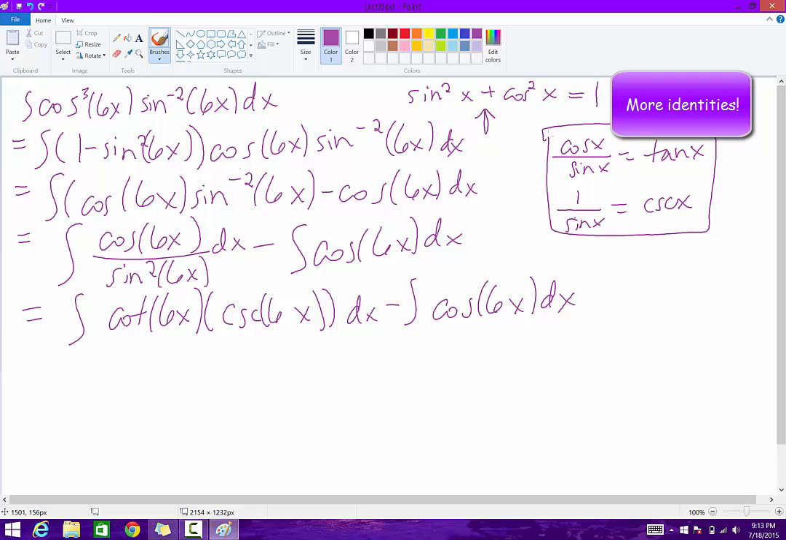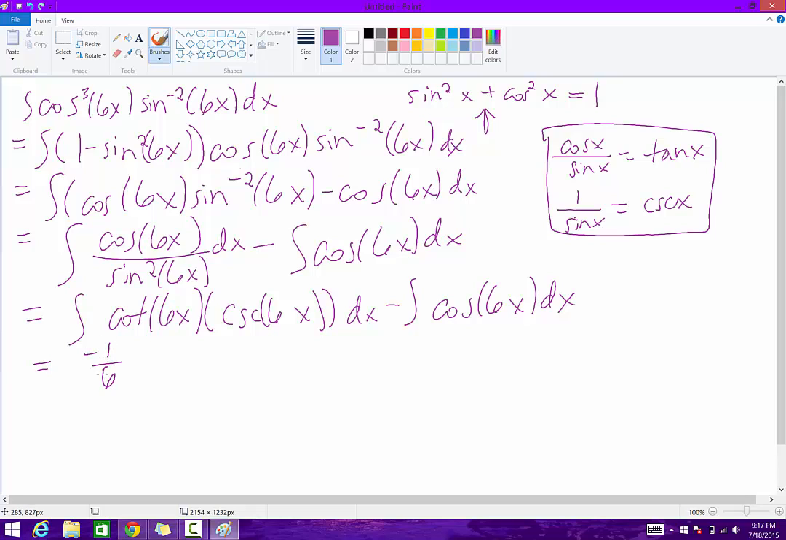And now the first integral can be evaluated. We can use the substitution method to evaluate this integral. Once the substitution method is used, we get negative 1/6 times cosecant of 6x plus c. And we still have minus the integral of cosine 6x dx.